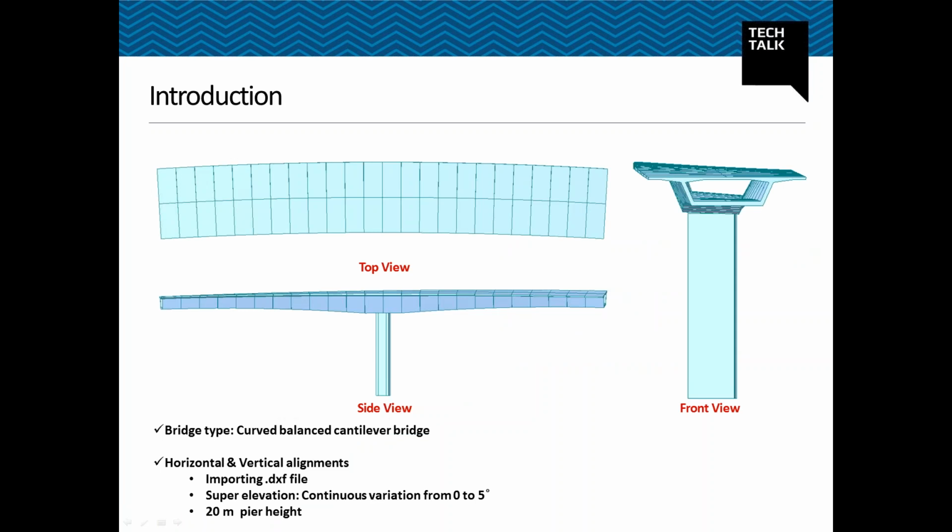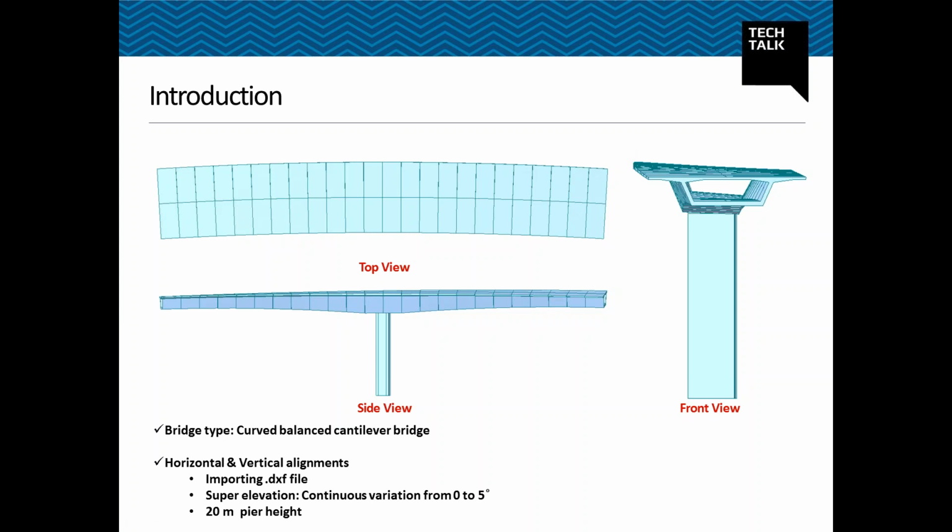So today I have prepared very simple PSC single box girder bridges. So this is the very simple PSC segmental bridges that I will show you how to model today. So as you can see, there is top view, and then you can see the slightly curved top view, and then the side view, and then the front view of the structure. As you can see, I have applied super elevations on the front view of the structure.